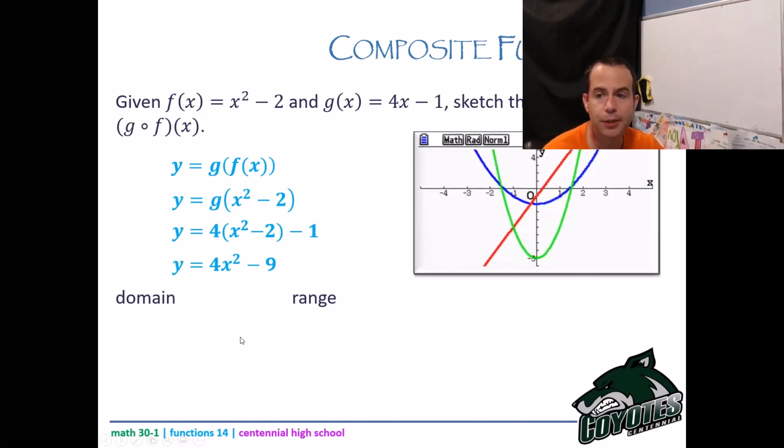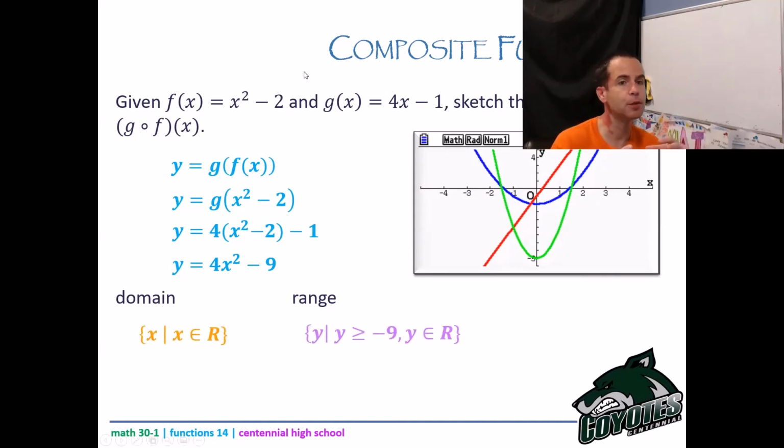So that's what she looks like. And the domain will be real. The range will be greater than or equal to negative 9. Okay. So again, just getting comfortable with what the new function looks like and being able to describe the new function in terms of domain and range.